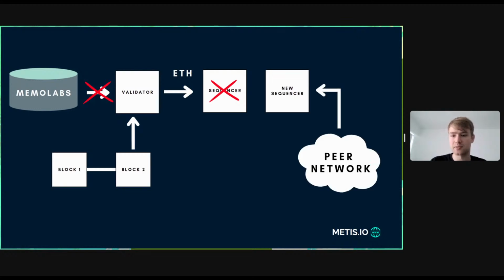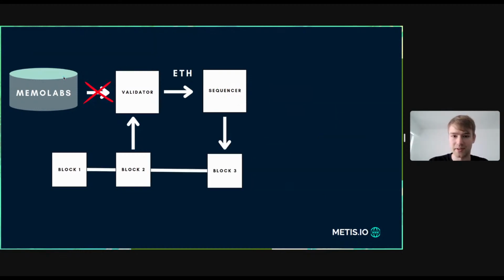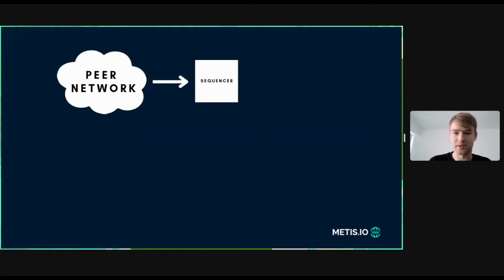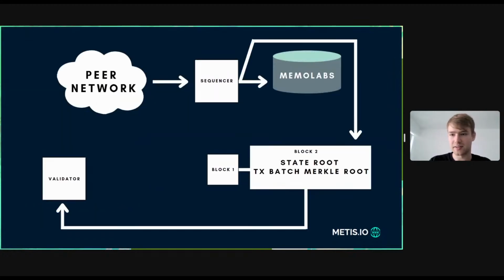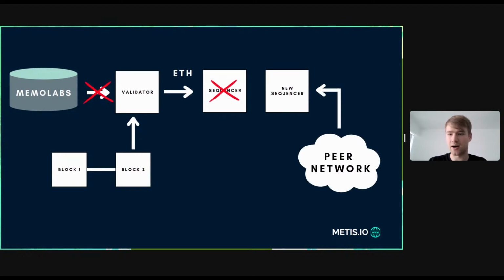Then afterwards, a new sequencer comes in, downloads the data from the peer network, and then this new sequencer would do the exact same mechanism as the old sequencer: post the transactions on chain, post the transaction batch Merkle root on chain, as well as the calculated state, and then send the transaction data to Memo Labs. And if we go back, this is the exact same mechanism as this right here. If you want to revalidate everything, you just run through how it was before, where the sequencer would post it, the validator would validate it, request it, and then calculate it, and so on and so forth. So this is, at a glance, how the mechanism works.